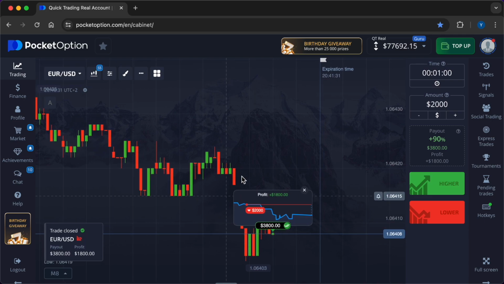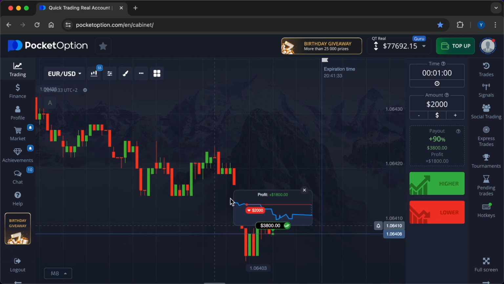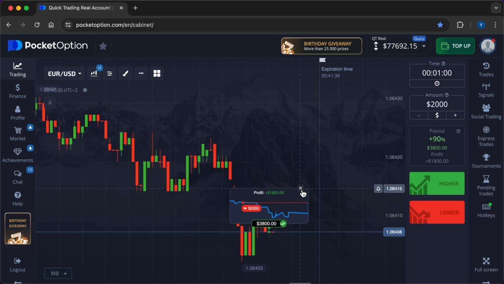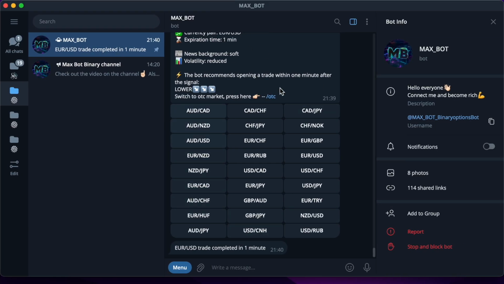Here comes the fourth successful transaction. $1,800 came to my account, thanks to the accurate prediction from MaxBot.